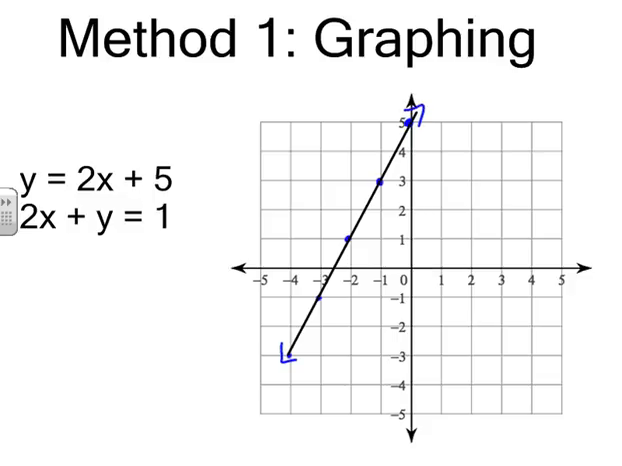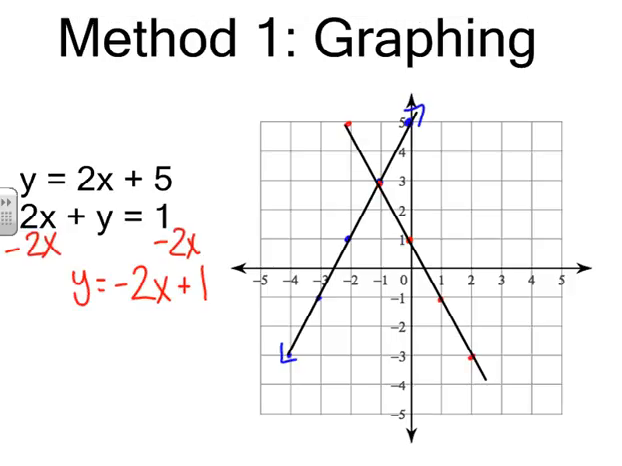And the second line, we need to solve for y so that we have it in slope-intercept form. So we'll rewrite it, y equals negative 2x plus 1. And we can connect the dots to find our point of intersection. So this time our system of equations intersects at negative 1, 3. So x is negative 1 and y is 3.